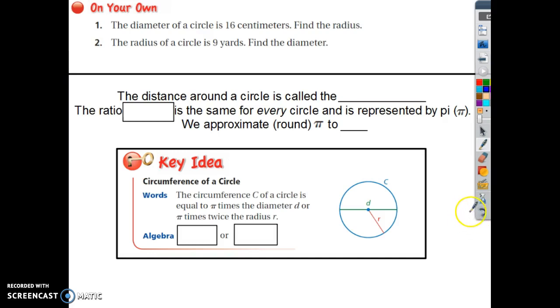On your own's number 1 and 2, the diameter of a circle is 16 meters. So if you want to sketch this out, you can. Diameter means the entire distance across, and that's 16 centimeters. I want to find the radius, or I want to find just the distance from the center to the edge. Well, if the whole way is 16, that means that the radius has to be 1/2 of that. So the radius is 16 divided by 2, or radius is 8 centimeters.